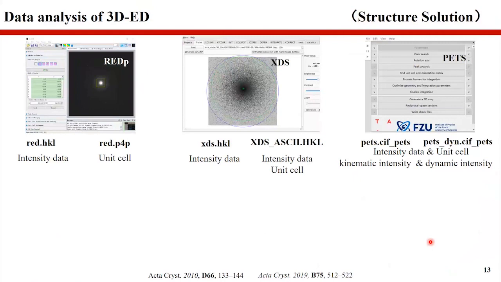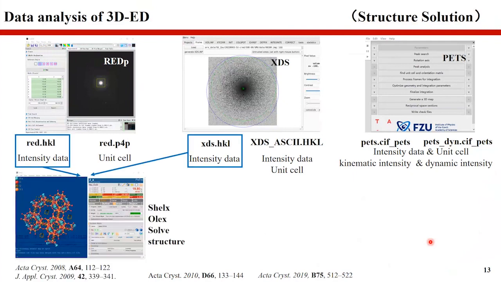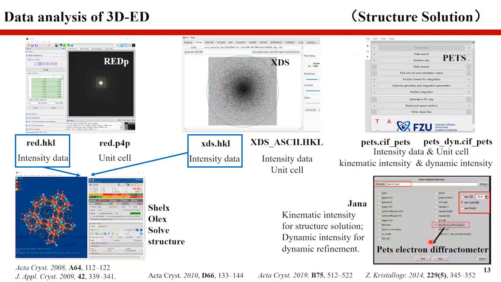Here we have a summary about the output files from these three software that we often use to analyze the 3DED data. The output files are similar. The information is mainly about the intensity data, the unit cell, and the symmetry information. Generally, for the HKL files, we use SHELX or OLEX to solve these files by the direct methods or the intrinsic phasing method.